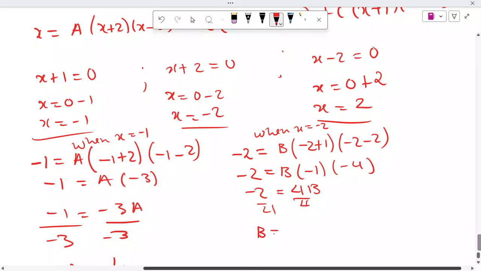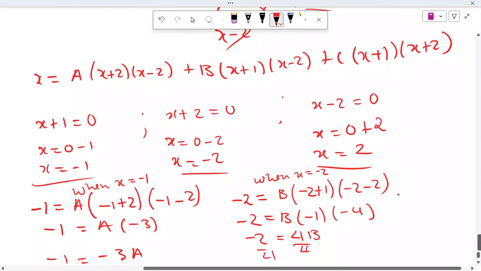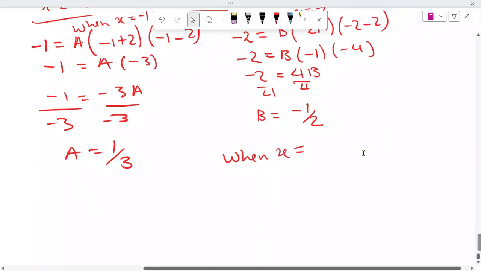B equals 2 into 2, 1, 2 into 4, 2, so it will be negative 1 over 2. So this is the value for B. Then you also find for C when x is what now? X is this last one, x equals 2.